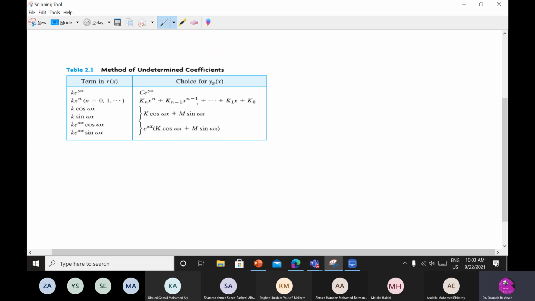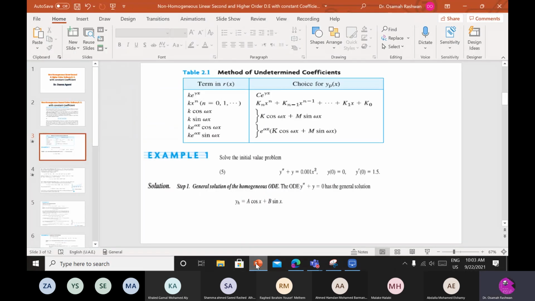let the solution be a polynomial of degree n. And also, if you have cosine and sine, you will have the same particular solution. It doesn't matter sine or cosine; you consider the solution to include both of them, because we know the cosine and sine come from the complex case, and e to the i theta is cosine theta plus i sine theta, if you remember this one. Also, if you have a mix between the exponential and the cosine and exponential and sine, you let the particular solution be a constant times the cosine plus another constant times sine, multiplied outside by the exponential function. Let's see this case.